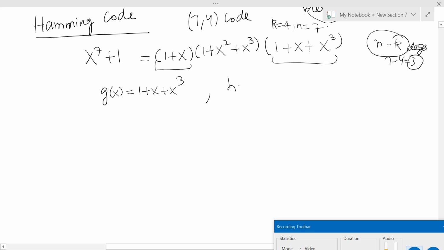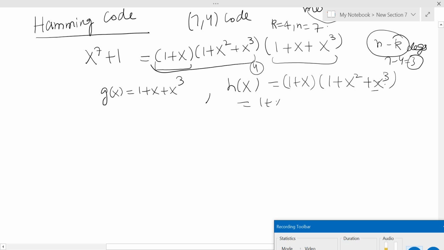So what will be the parity check polynomial? The rest of the thing, definitely, that is of degree k. K is here 4. So this is of degree 4, which will be 1 plus x times 1 plus x square plus x cube, right? So this is equal to 1 plus x square plus x to the power 4. This is now your parity check polynomial. Okay. Now suppose we want to encode a message 1001.